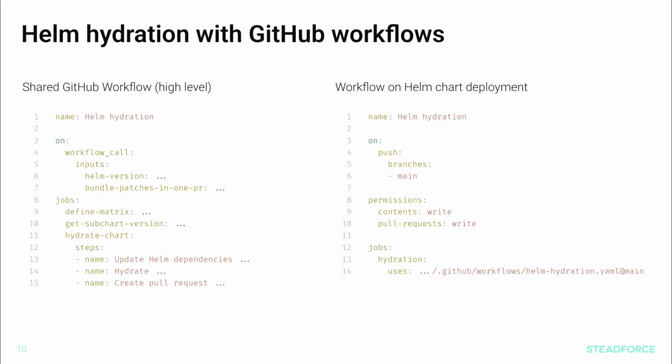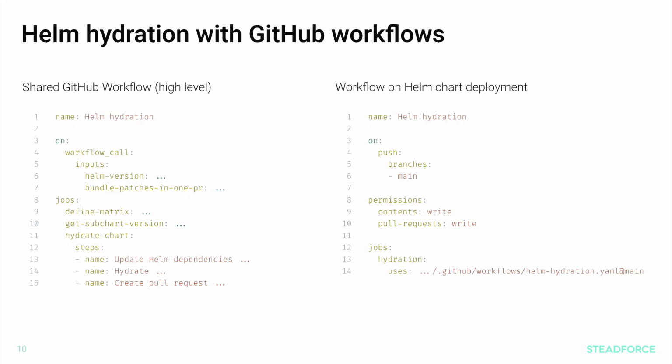And this is now the example of this flow itself. On the left side, you can see the shared flow on a high level. It's just a workflow call, which can then be called by other workflows, in this case GitHub. And then you have different jobs. We will later concentrate specifically on the hydration chart one.